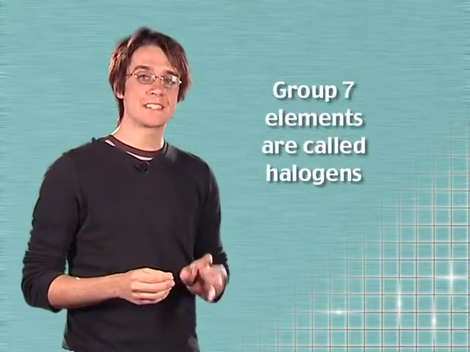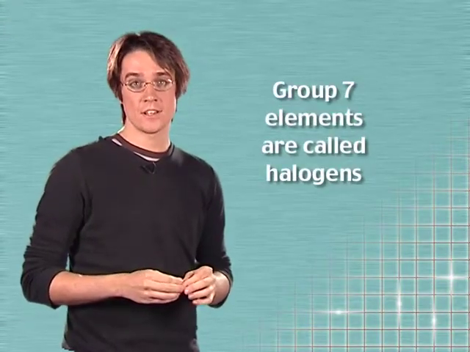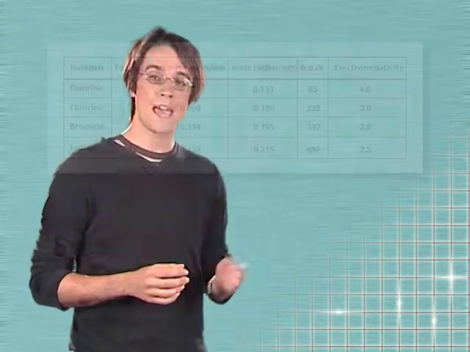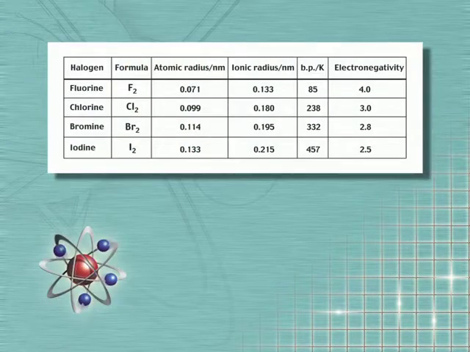The elements of group 7 are called halogens. Being on the right of the periodic table, they are nonmetals, and being members of a group, they have similar chemical properties. There is a clear trend in both physical and chemical properties as the group is descended. Okay, let's look at these trends.